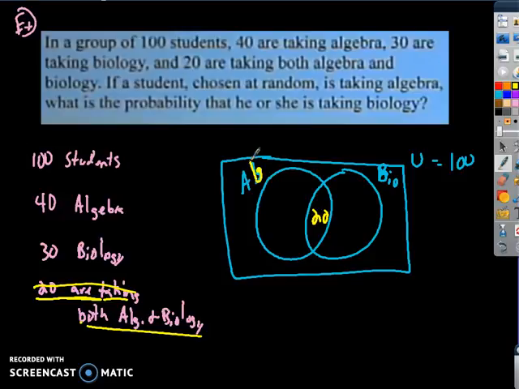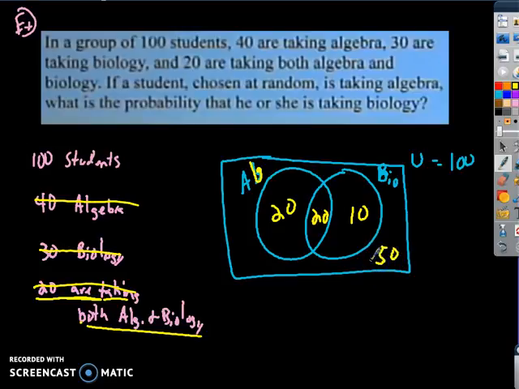Then they said it's 30 students taking biology. So it's 20 already used, with 10 people left taking biology. And 40 students are taking algebra altogether. So 20 used here, these 20 students there, which leaves 20. With 20, 10, and 20, that's 50 students, so that leaves 50 students not taking any classes. All right, so that's all true.